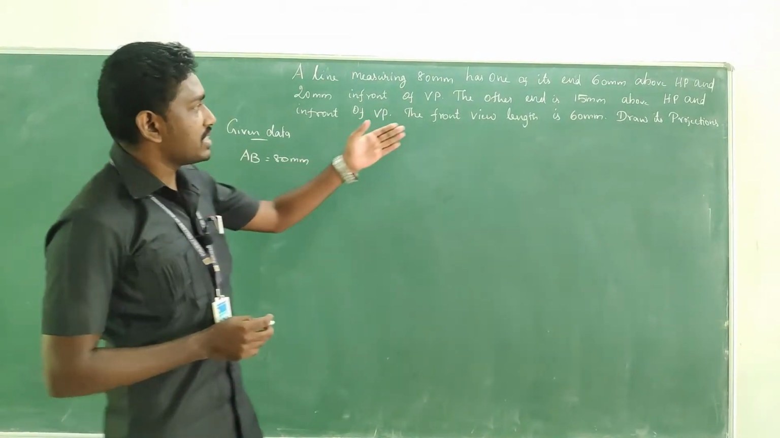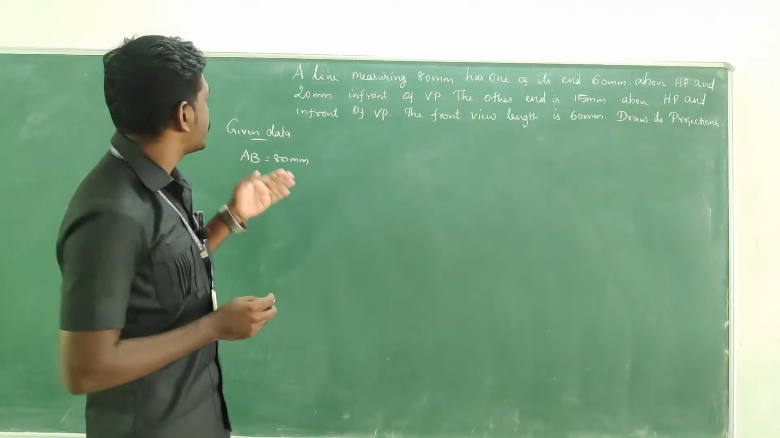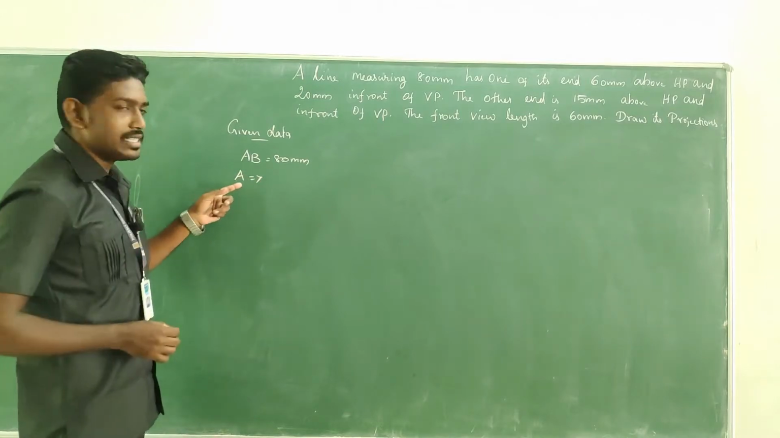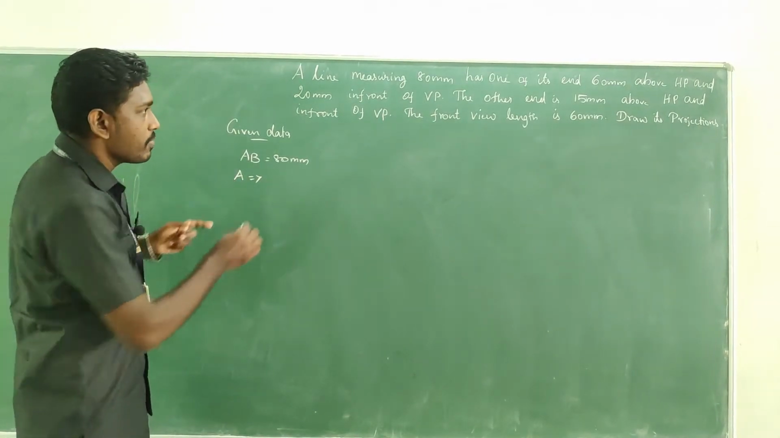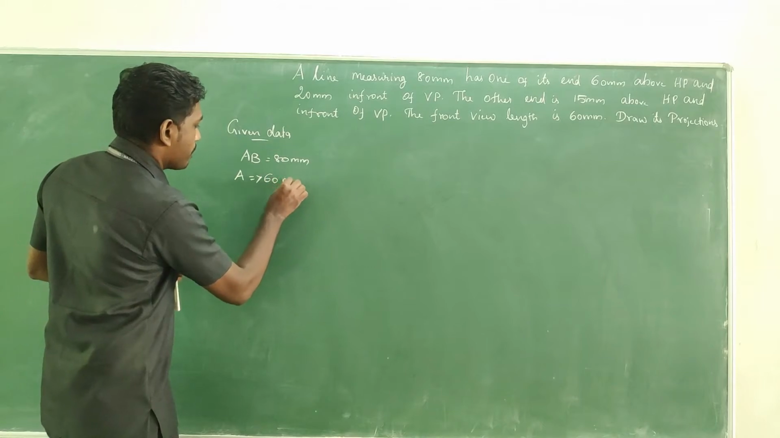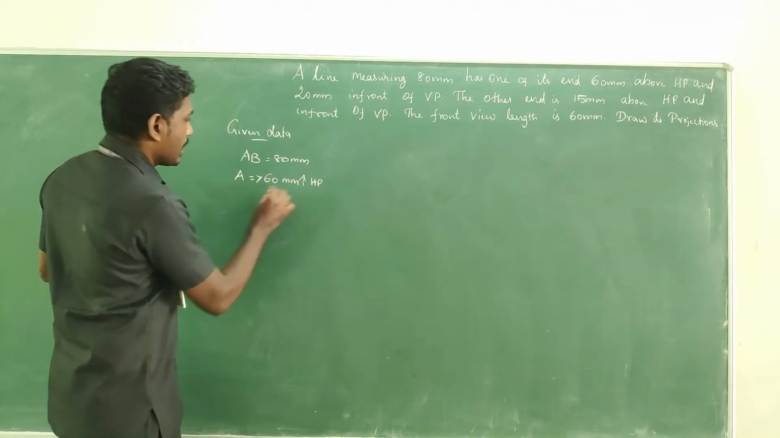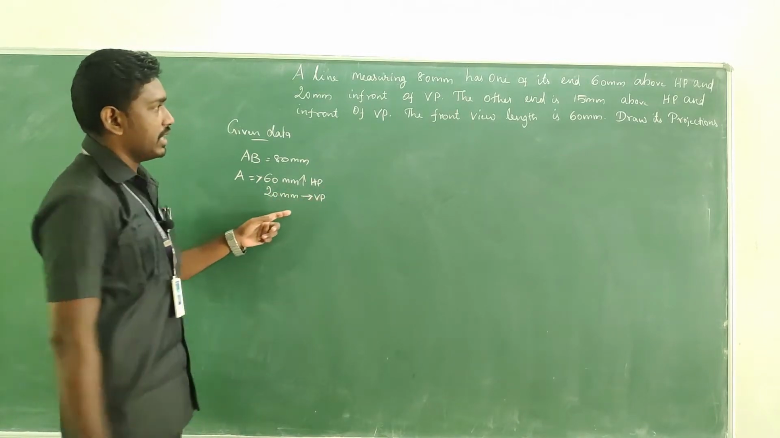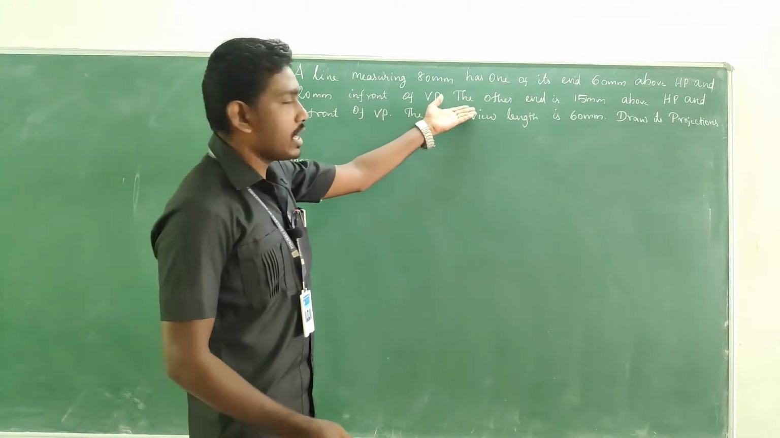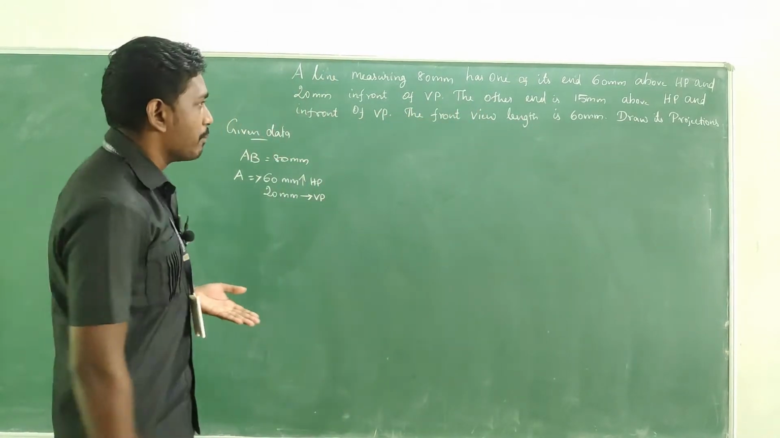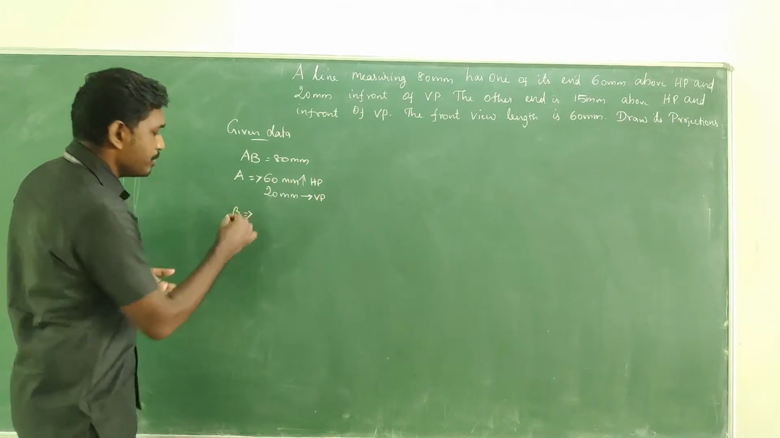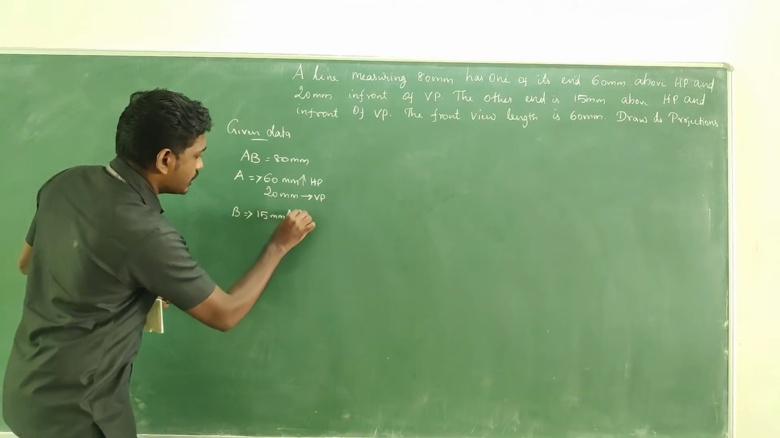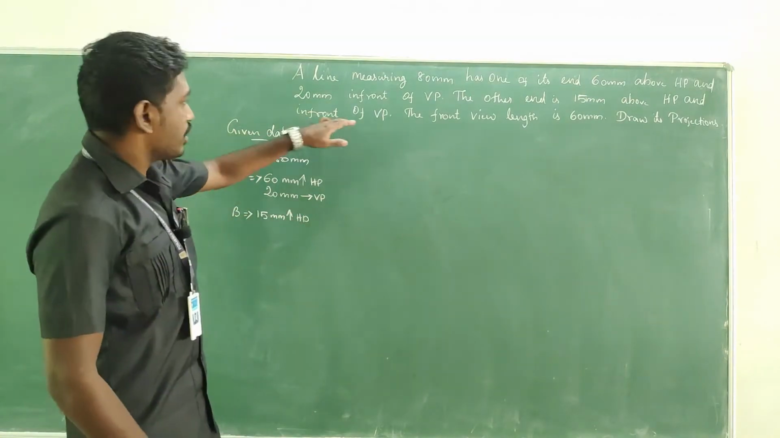Okay. And next, one of its ends is 60 mm above HP and 20 mm in front of VP. That means one of the ends, again take the end as A, which is 60 mm above HP and 20 mm in front of VP. Okay. What about the next? The other end is 15 mm above HP. Other end in the sense it's B, which is 15 mm above HP and in front of VP.